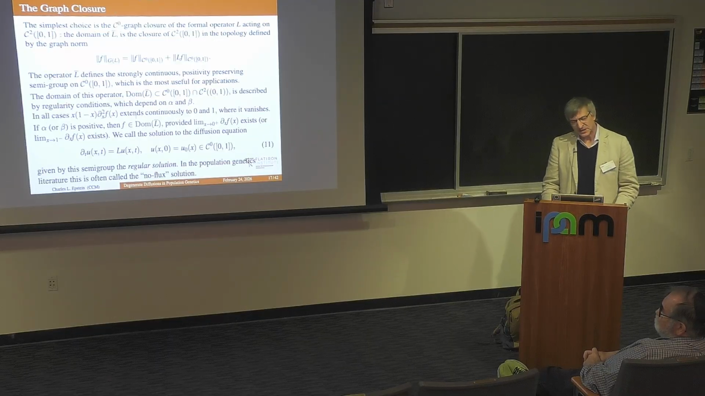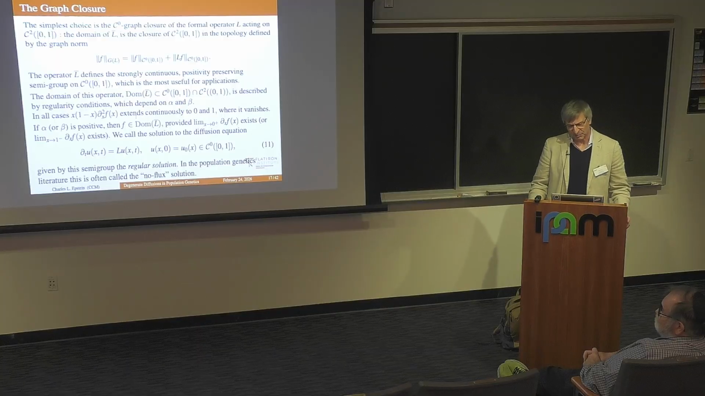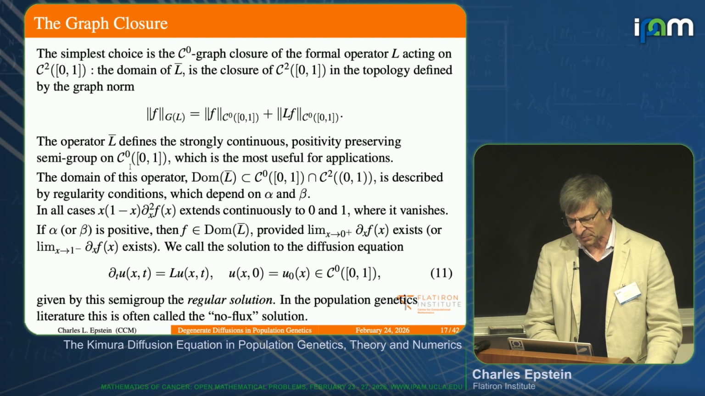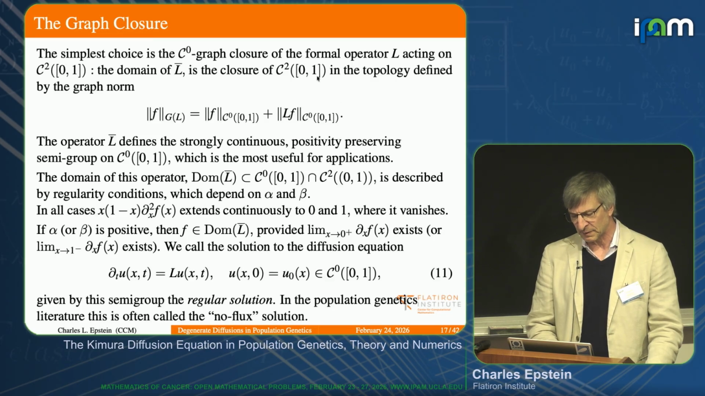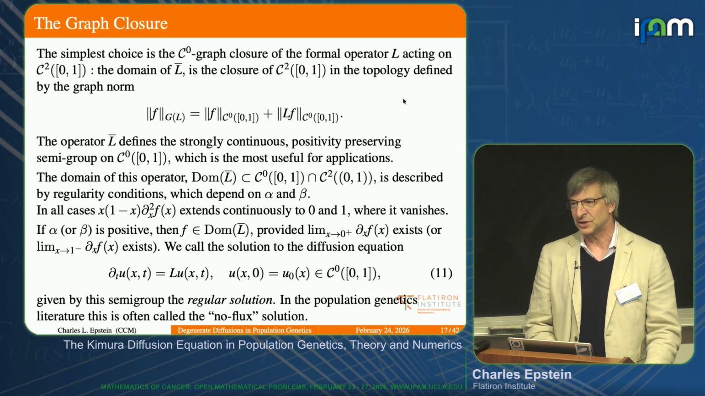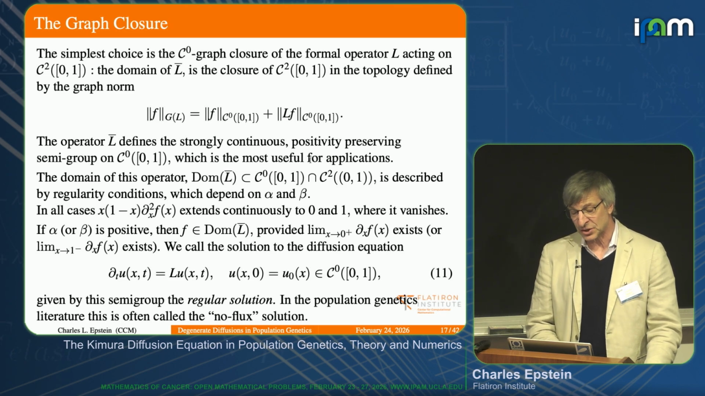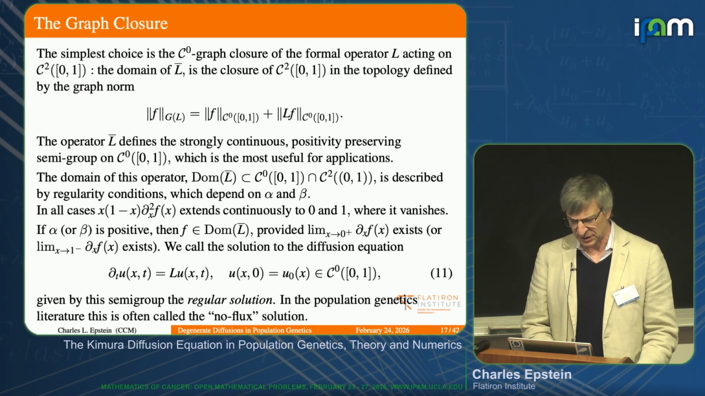Okay, so the simplest choice for getting a closed operator is what's called the graph closure. You take the operator, you let it act on C2 functions, and then you define this topology where you take the C0 norm of the function plus the C0 norm of the operator applied to the function. You define the space as the closure of C2 with respect to this topology. I denote the operator by L bar. It defines a strongly continuous positivity preserving semigroup, and it's probably the most useful one in applications.